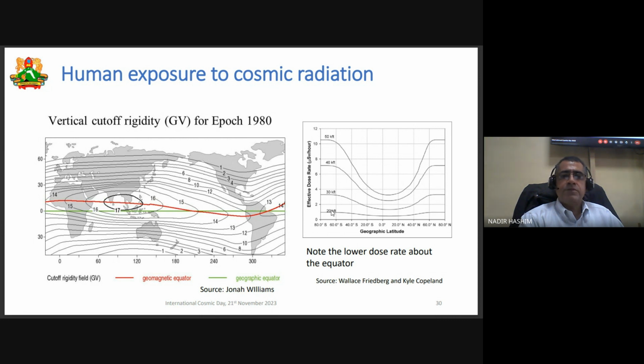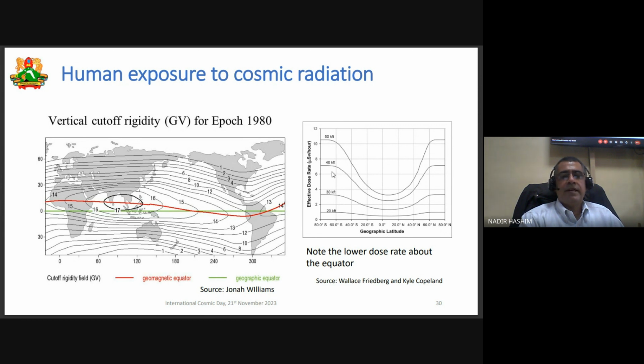Now, on the right side, you see the effective dose rate as a function of geographic latitude. And you can observe the minimum dose rate near the equator. So there are different curves for the dose rate depending on your flight altitude. The lowest curve is 20,000 feet. There is hardly noticeable variation in the dose rate. But as you fly high up in altitude, the dose rate is significantly different depending on your geographic latitude.